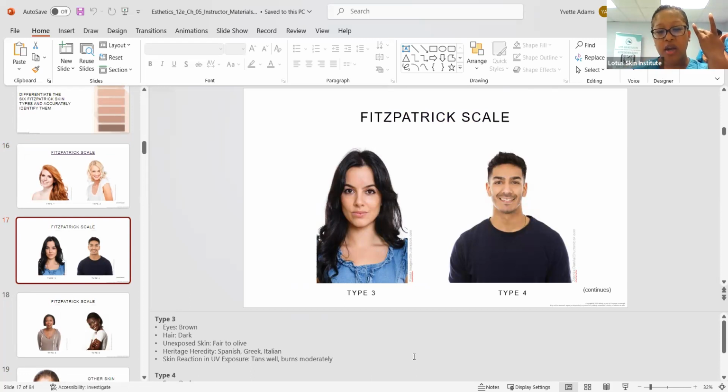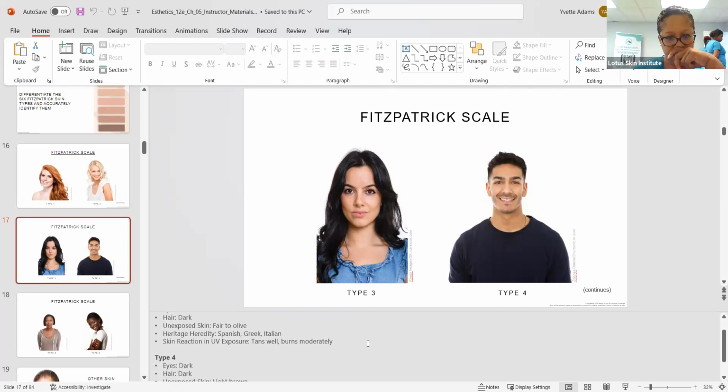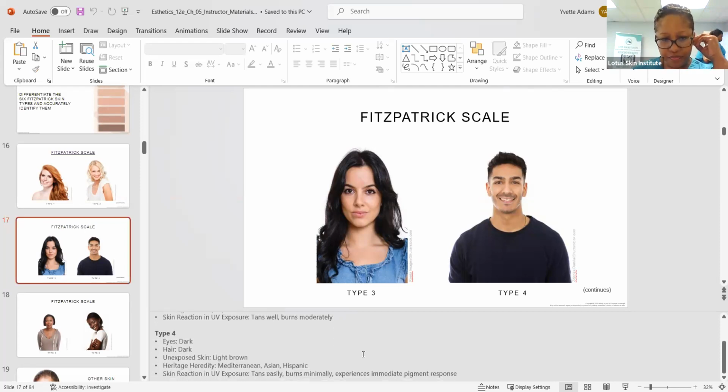Hair is usually dark. Eyes are usually brown. They tan nicely, but they burn pretty moderately. So it doesn't take much for them to burn if they're out there unprotected. Skin type 4, a little bit darker. So they're kind of a light brown skin. These are Asians, Southeastern Asians, Hispanic, Mediterranean.